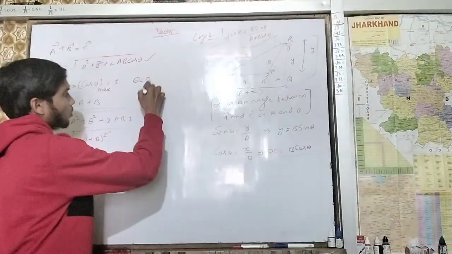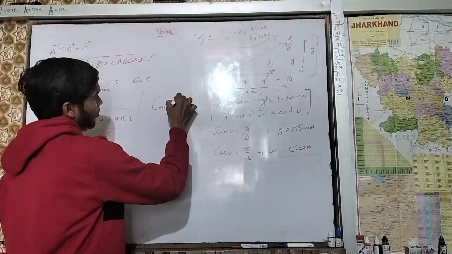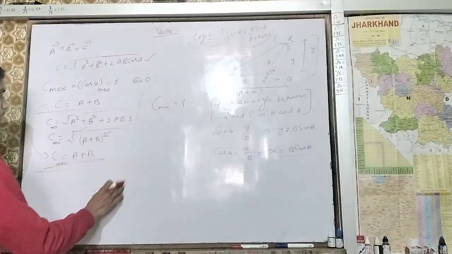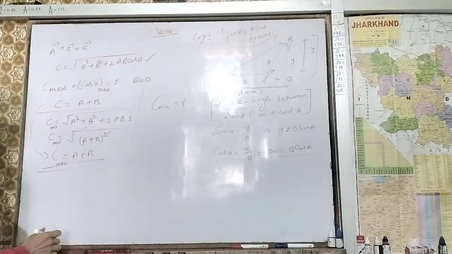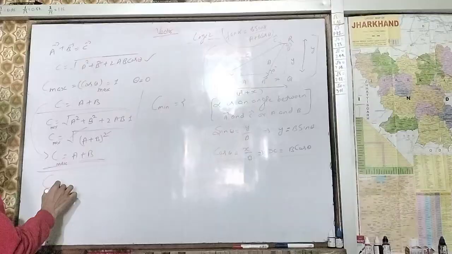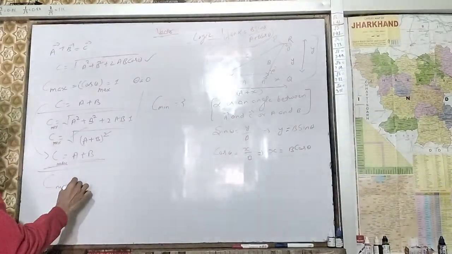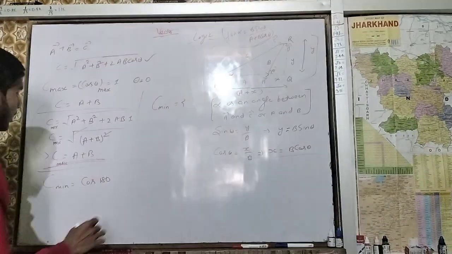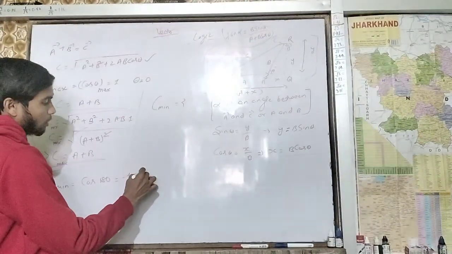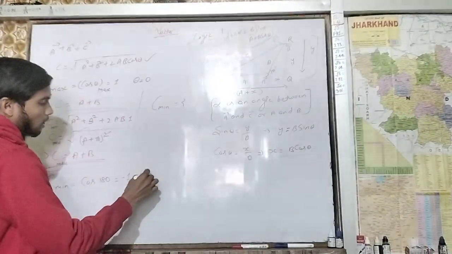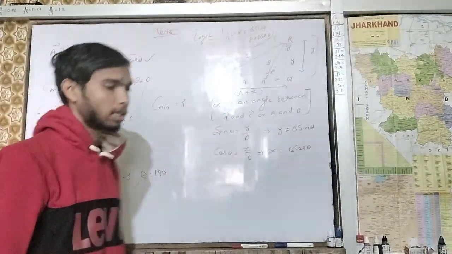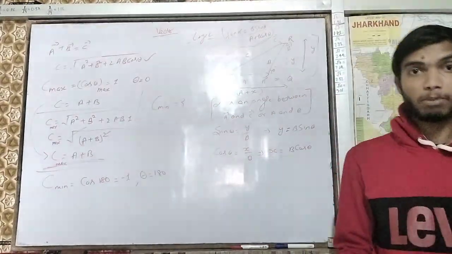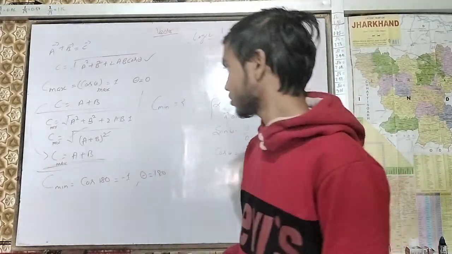Now, what about the minimum value? To calculate the minimum value, we will have to put theta as 180 degrees. So the minimum value of C will come when we substitute theta as 180 degrees. Then we will get cos theta as minus 1. So minus 1 is the minimum value of cos theta.